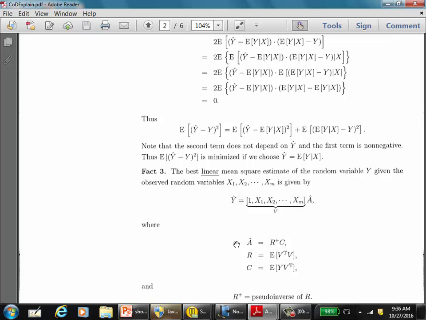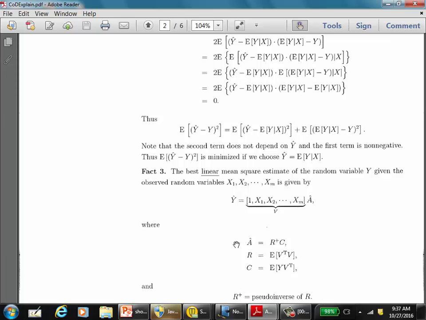That's what the next fact tells you: if you have a random variable y, and you're going to make an estimate of it using observed random variables x1 through xn, then the estimate y hat will be a linear combination of the observed random variables, plus some constant offset. The optimal set of values is given by R plus, the pseudo inverse of R, times C, where R is the autocorrelation and C is the cross correlation.